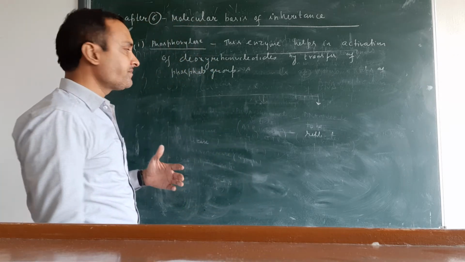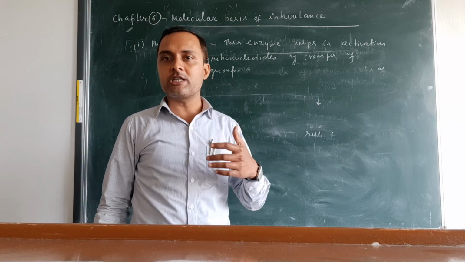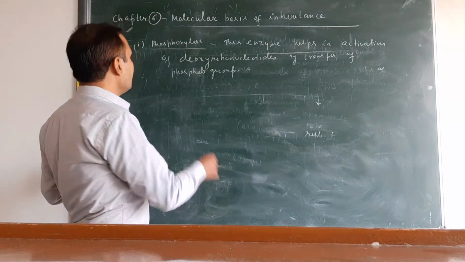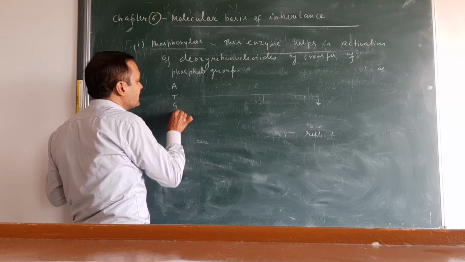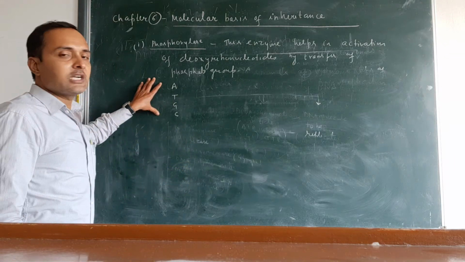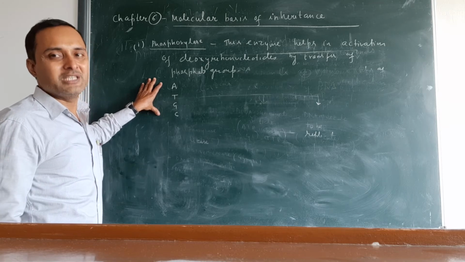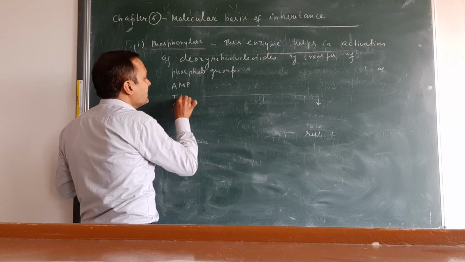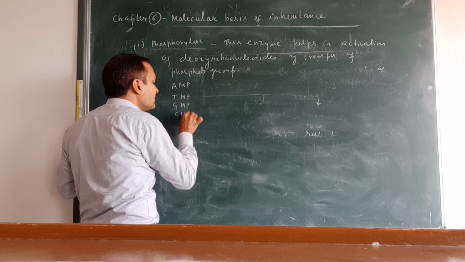You know well, there are 4 types of mononucleotides found in DNA, on the basis of the type of bases. In DNA there are 4 types of bases: A, T, G and C. So initially the nucleotides occur in the mononucleotide form, that means only one phosphate attached to the bases. So this is AMP, TMP, GMP and CMP.